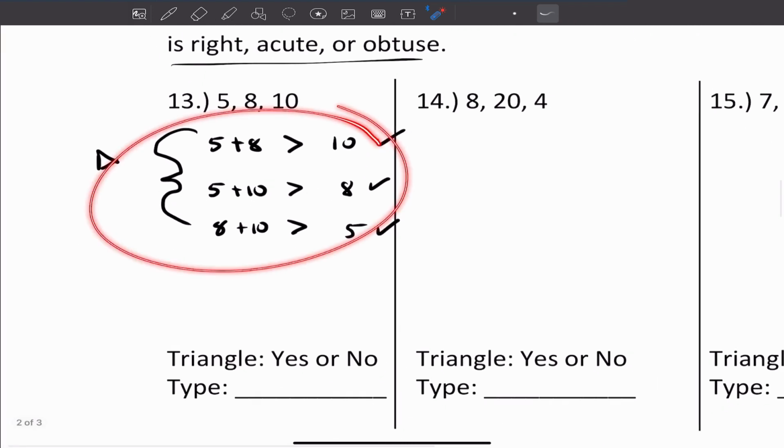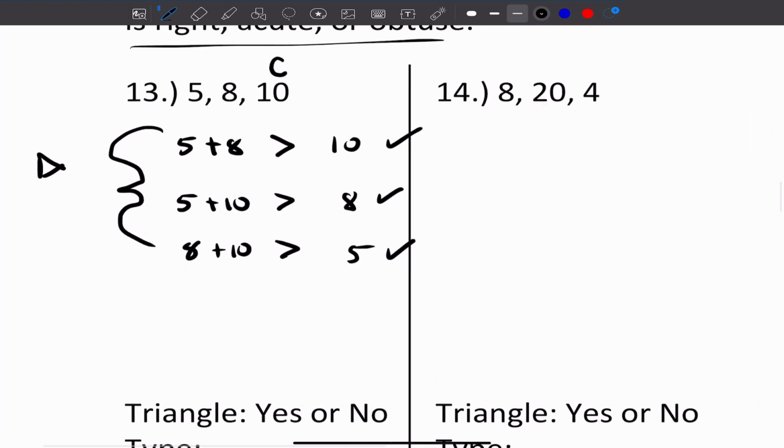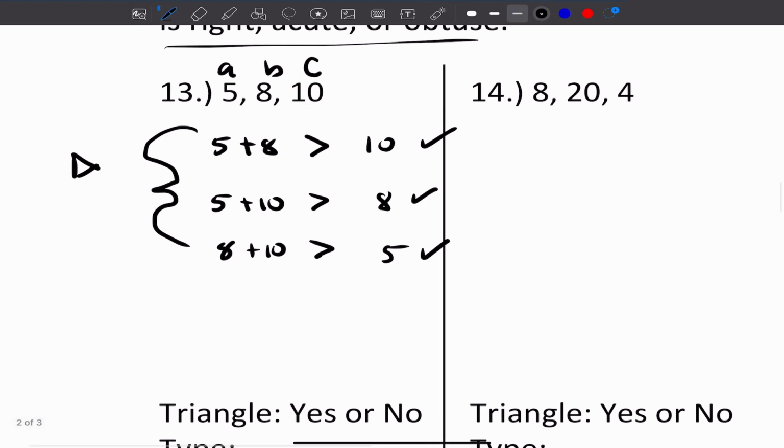So since we have a triangle here, what type of triangle is it? So what is c? C will be the longest side of the measures. So that's C, we'll call this A, we'll call that B. So A, B, C. Usually C would be the third number of the given measures. Okay, so we have C squared and then A squared plus B squared.